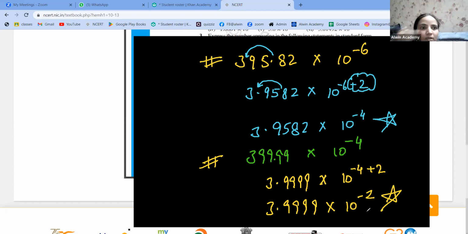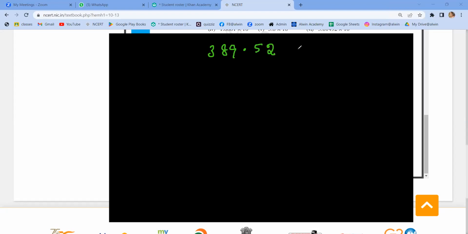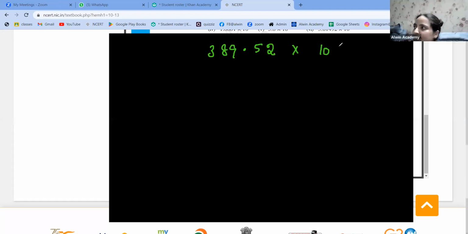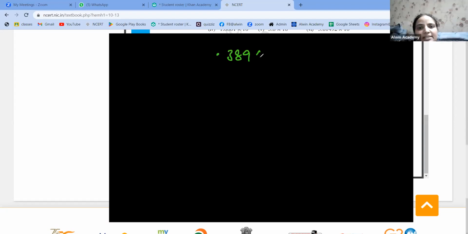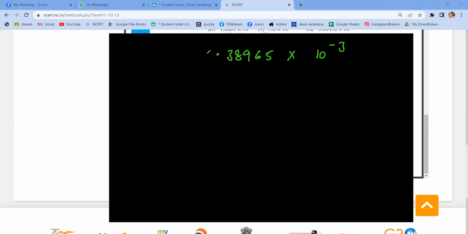Very nice. Prisha is sharing all these screenshots in the group for homework. Okay, let's discuss some more. Now this is 389.52 into 10 to the power, let this be 0.38965 into 10 to the power minus 3. What will we do now? Any idea, or you want me to explain? Okay, go ahead, try. Let me see if you have got that.